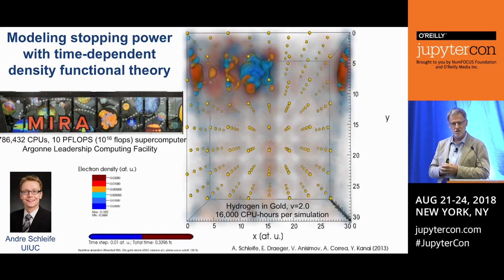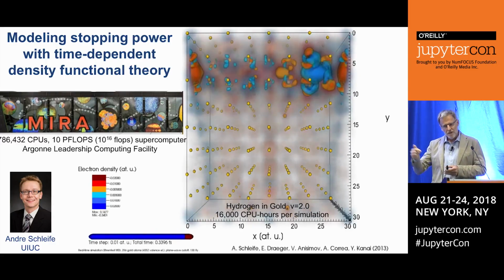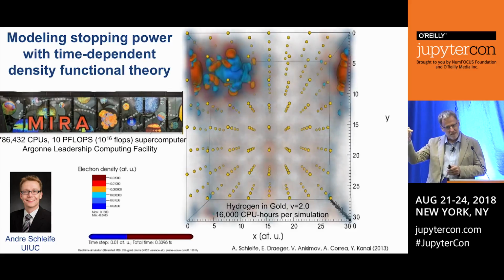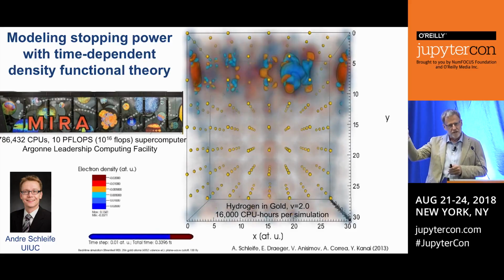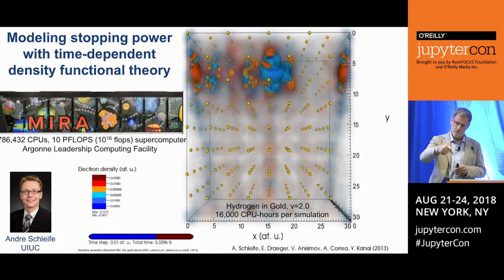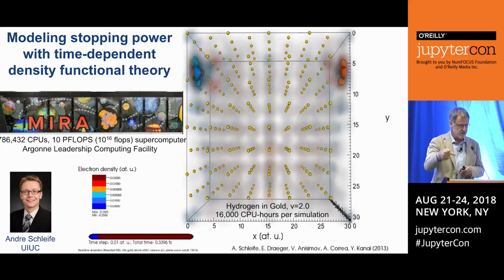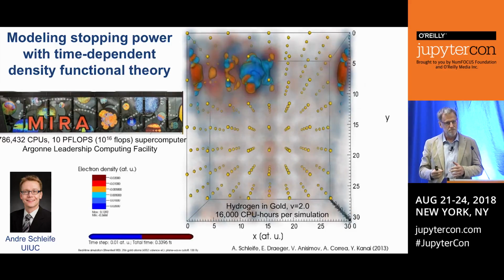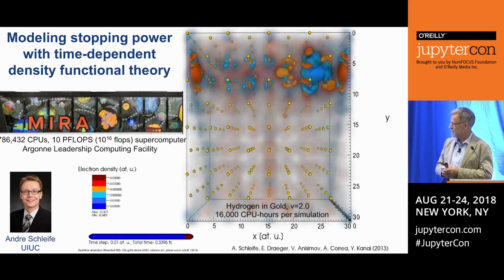Using 16,000 CPU hours, he can simulate what happens with that particle as it goes through the gold at a particular speed and a particular angle. And of course, as you go at different angles, as you can imagine, you get quite different resistance as you pass by different gold atoms.